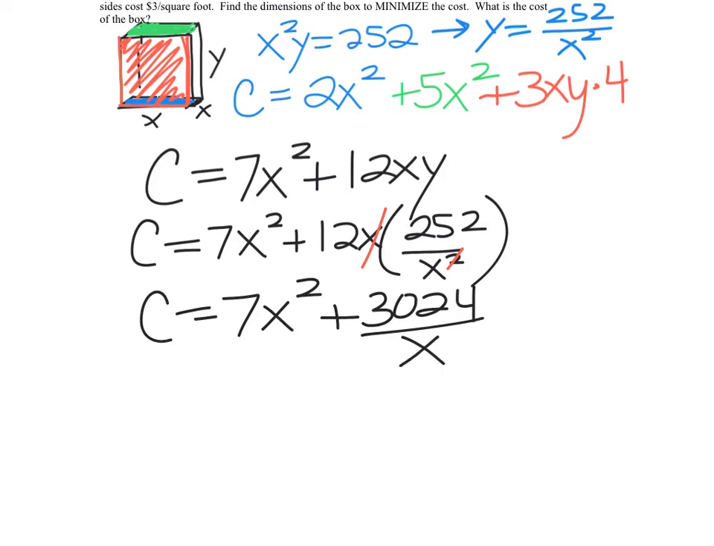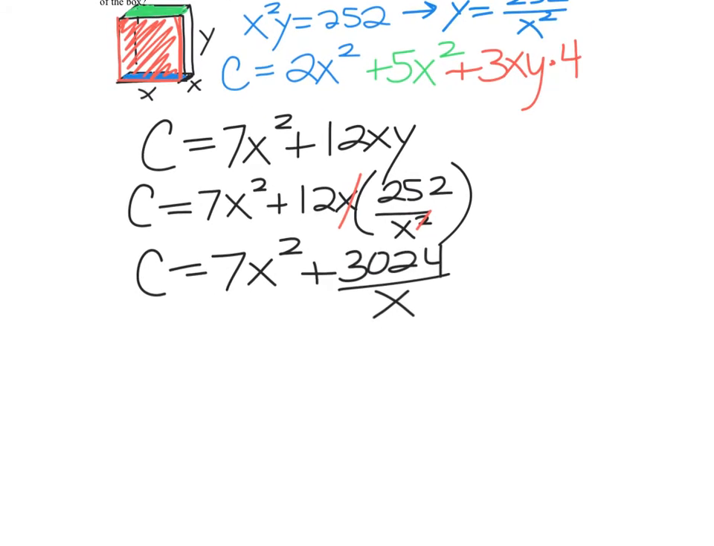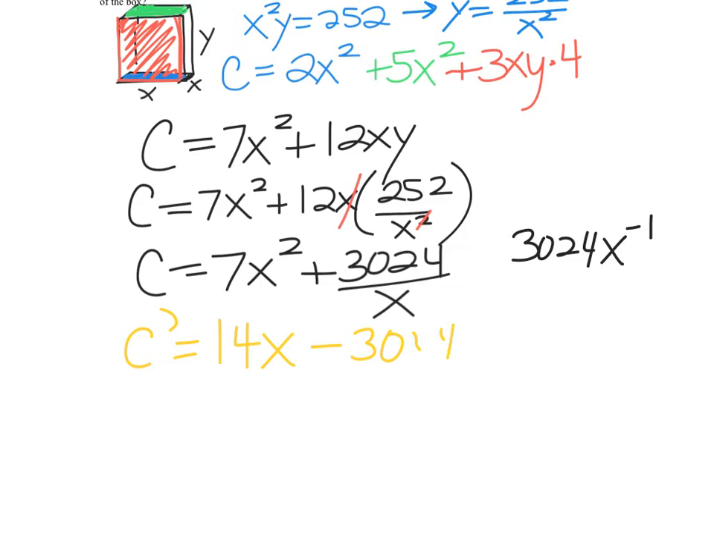Okay, so now it's beautiful. It's all in terms of x. It's all simplified out. Now we have to take the derivative of it. So here we go. You ready for the derivative? Yeah, we will. So c prime is equal to 14x. And this, if you wanted to rewrite this as 3,024 x to the negative 1, that'll probably help you a lot there. So bring the 1 down, minus 3,024 over x squared.